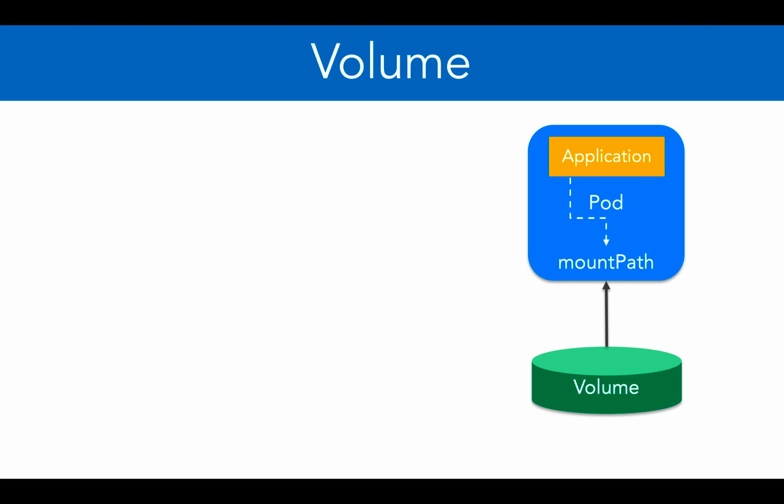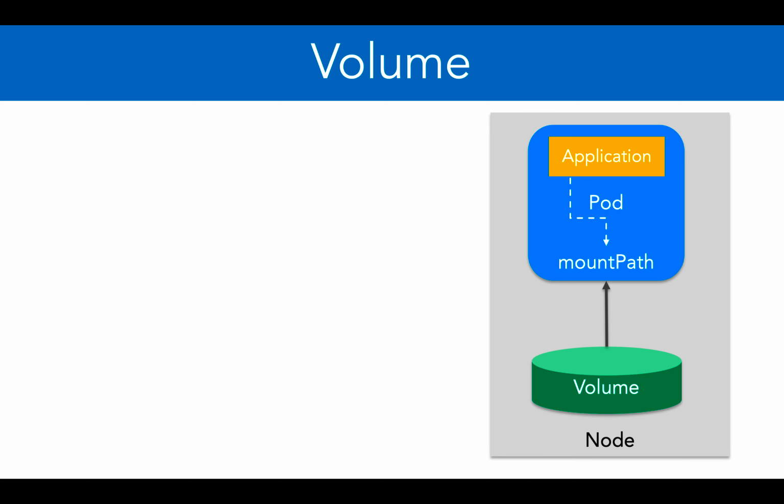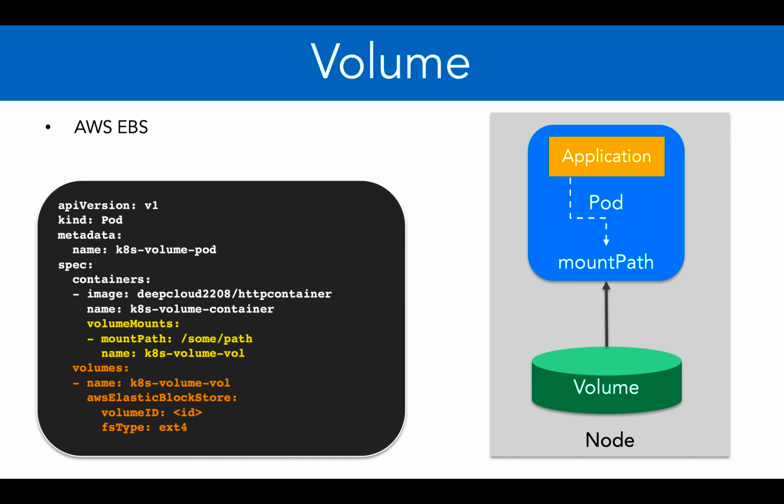Otherwise, if you hold data inside of the pod, the moment the pod goes out of existence, the data will also be lost. And the downside is that the volume has to be there in the node. Let's say you have 10 worker nodes, you need to have the volume in all the 10 worker nodes. Now these volumes can be provided by cloud service providers also, like AWS Elastic Block Store, and this would be the manifest file for a volume which is being provided by Elastic Block Store.